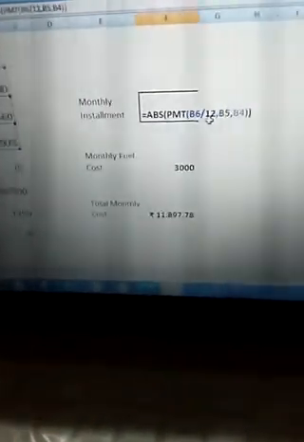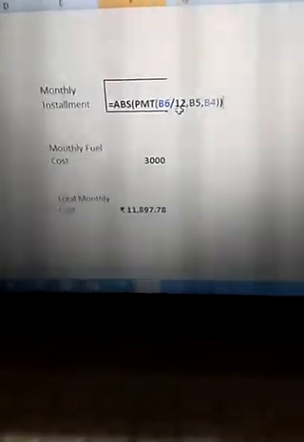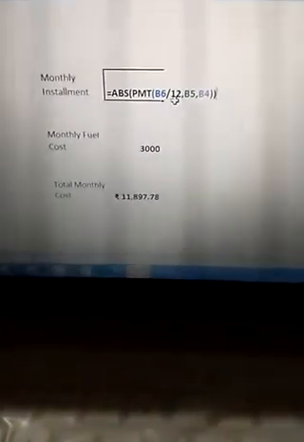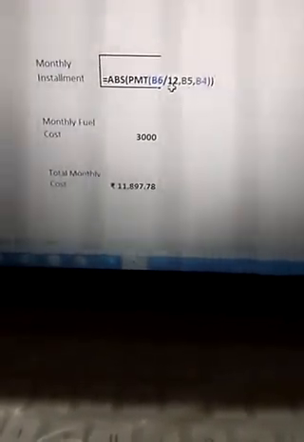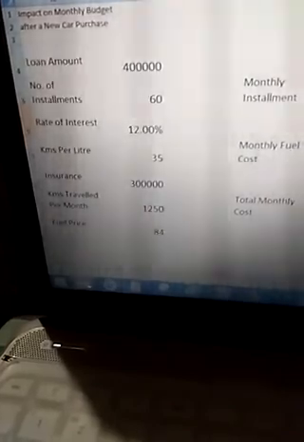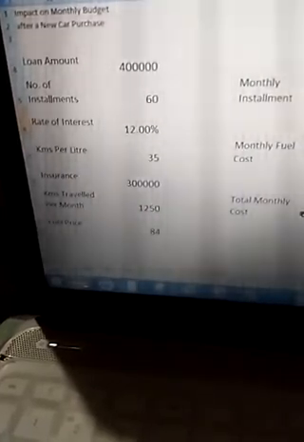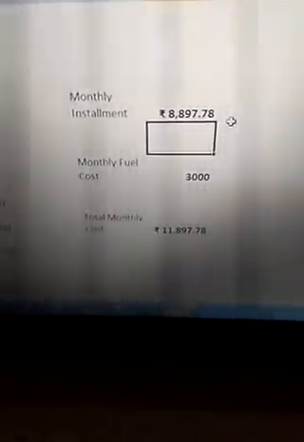So we have calculated the monthly installment by using this formula, that is ABS. Why have I written ABS? I am showing you, if I do not write ABS, the answer will come in minus. Clear? So ABS means the answer will always be a positive value. So that is your formula, showing that if you have a loan amount of 4 lakh at the rate of interest of 12%, with 60 installments, then your monthly installment will be rupees 8,897.78 paisa. Okay, so this is your monthly installment.